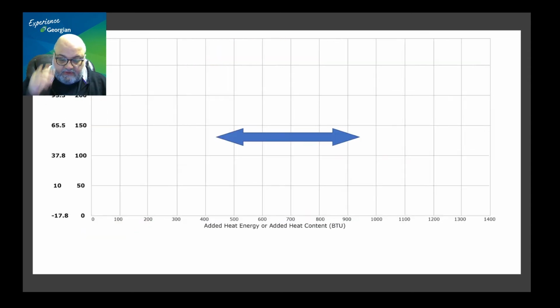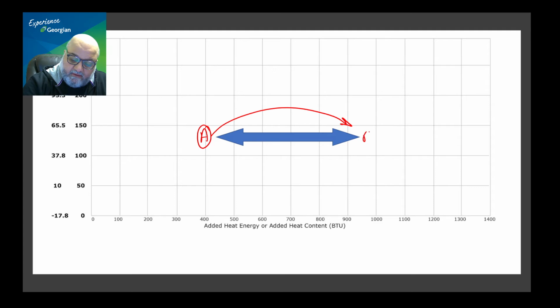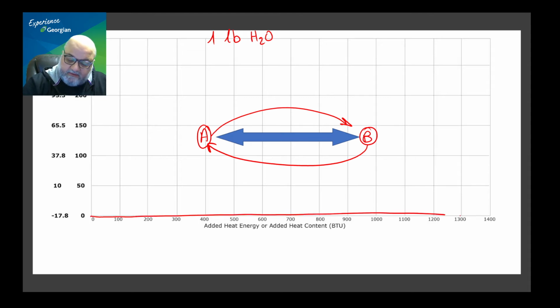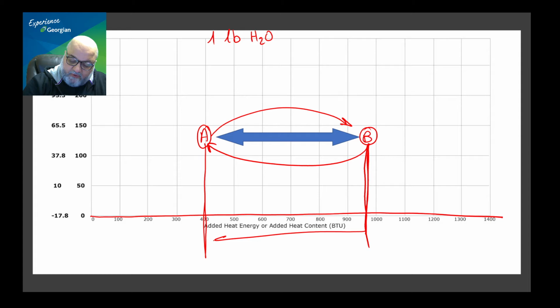So again, just to emphasize, if I say we go from point A to point B, what that means is for 1 pound of H2O that we're working with, we have added heat. If we go from B to A, we have removed heat. That's according to the axis here. So B is roughly here, and A is here. And the difference between those 2 points is going to be the heat added or removed.